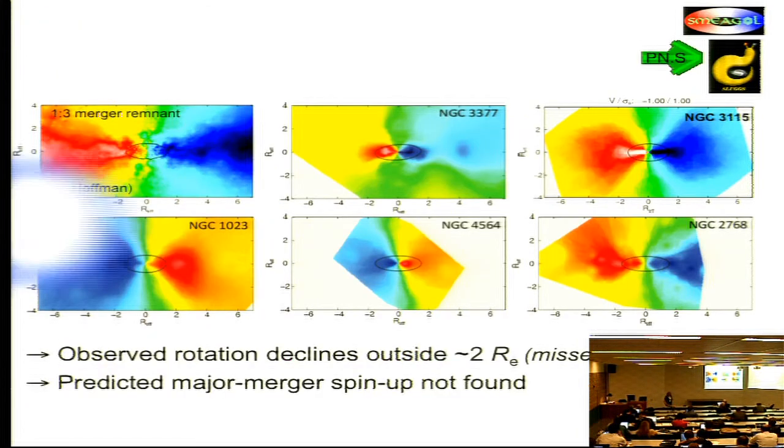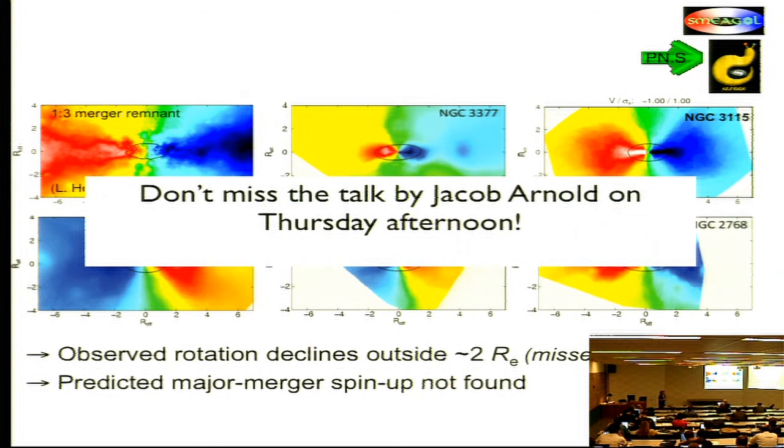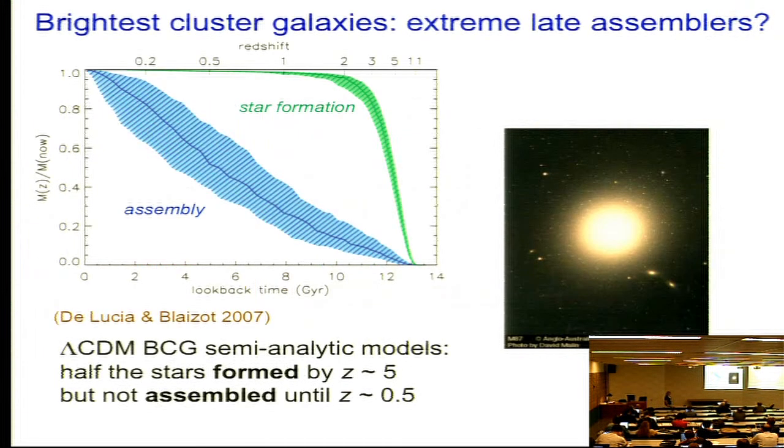I'm not going to say any more about that, because Jacob Arnold's going to be talking on Thursday afternoon. He's going to show you a lot of our data with the two-dimensional velocity maps. He'll explain the techniques, and he'll confront these maps with merger simulations and with the cosmological simulations. So please don't miss that talk on Thursday afternoon.